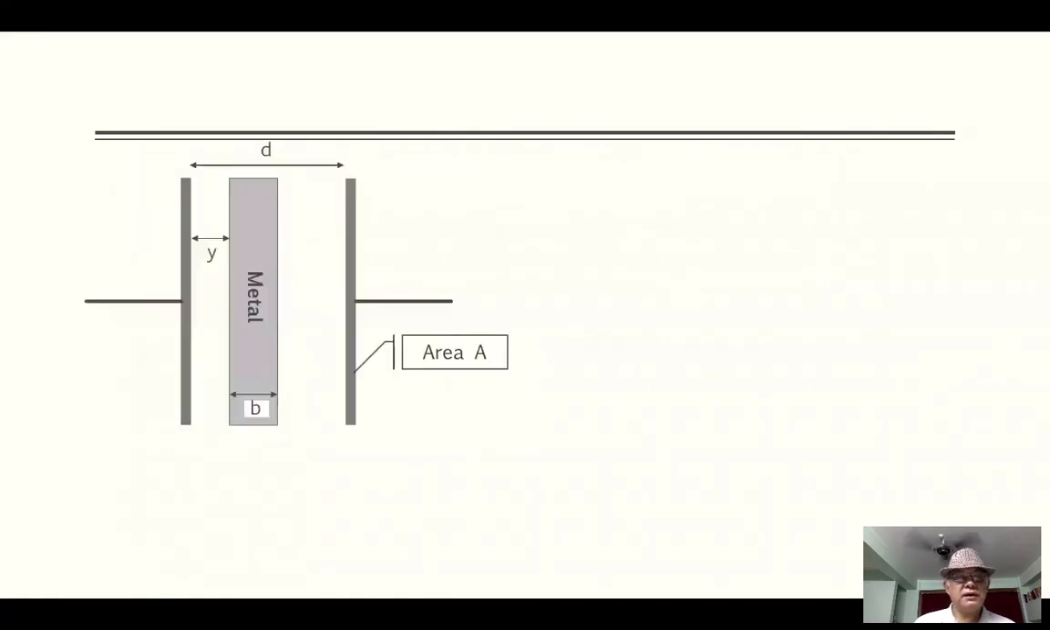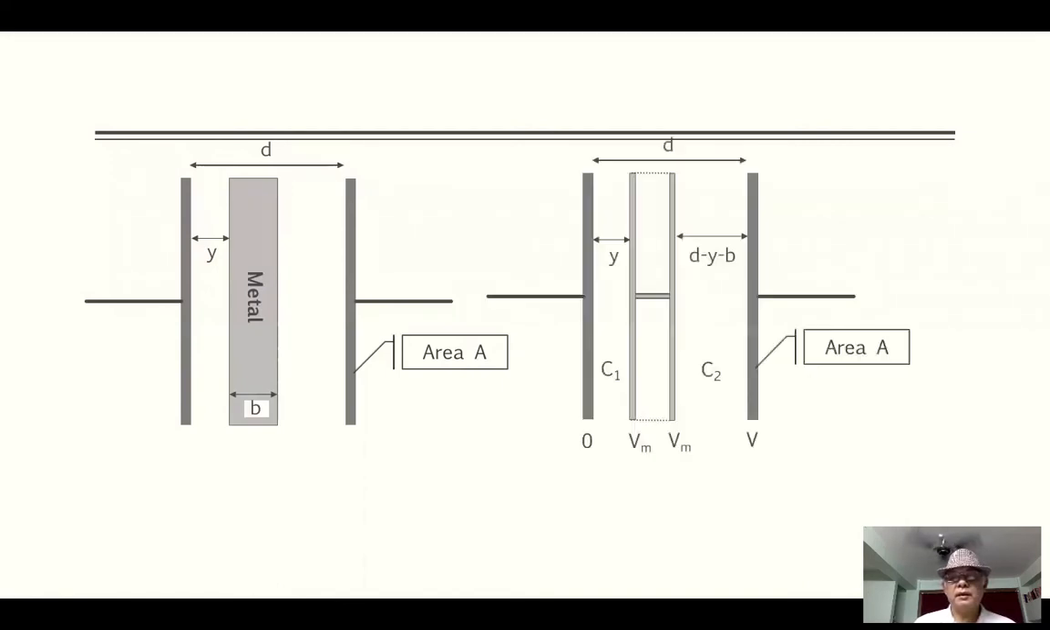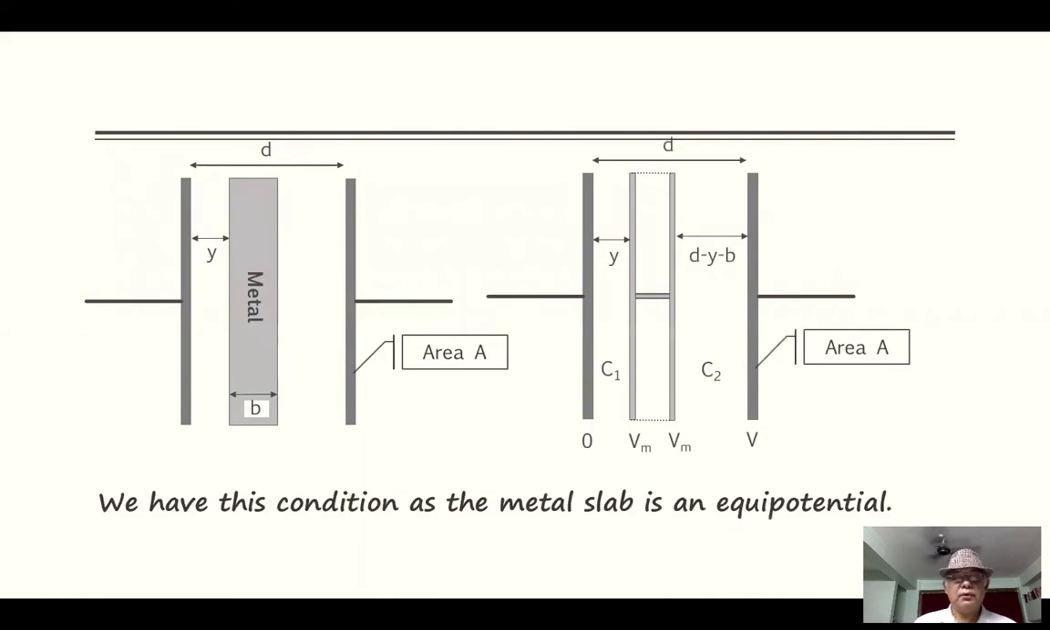The first figure simply shows the metal slab inside the capacitor. The second figure illustrates the effective situation. The metal slab is, in fact, the sum of two metal plates connected by a metal wire. This is the effective situation, and we have this condition as the metal slab is an equipotential.